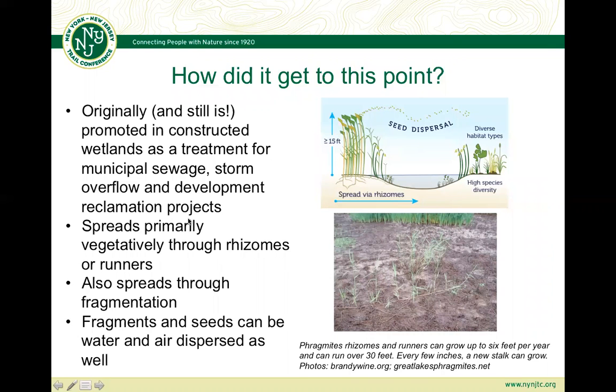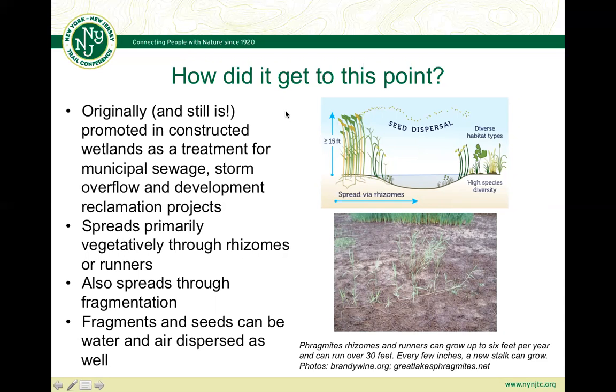So its primary means of spread is vegetative. And it does that through both rhizomes, which are root-like structures that you can see here that are usually below the ground surface that spread out horizontally, and new shoots can come from that. And it can also spread through runners or stolons, which are primarily above ground horizontal stems.